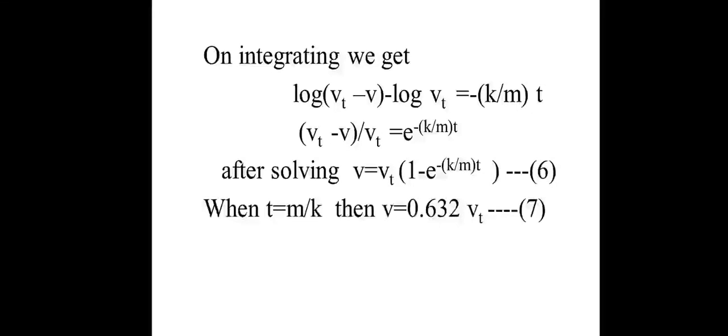Now suppose we take the time factor as the m by k ratio, then you will get the velocity of the object inside the fluid given by v equal to 0.632 Vt, that is 63% of Vt, when the time factor is t equal to m by k.